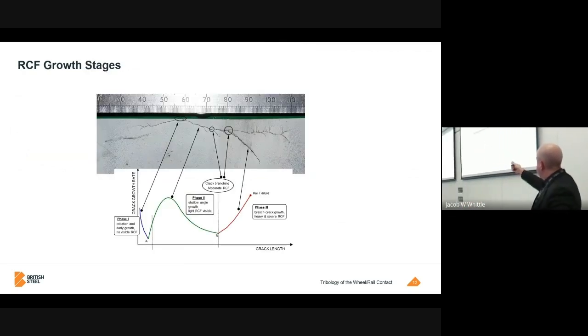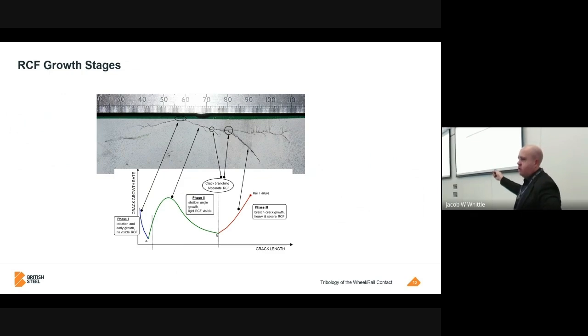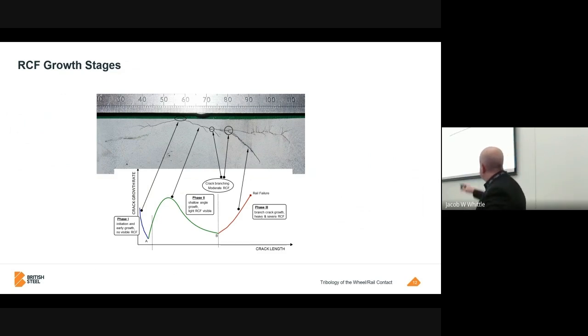And this picture here is actually a squat that we're looking at. It's not actually rolling contact, although squatting is a rolling contact fatigue phenomenon, and it illustrates the growth stages of a rolling contact fatigue crack subsurface quite well. So initially you get kind of slow crack growth, and it's not too bad, and you don't really need to worry about a crack when it's in the early stages. The problem is when you reach the end of phase 2. That's the point that you don't want the crack to get to.